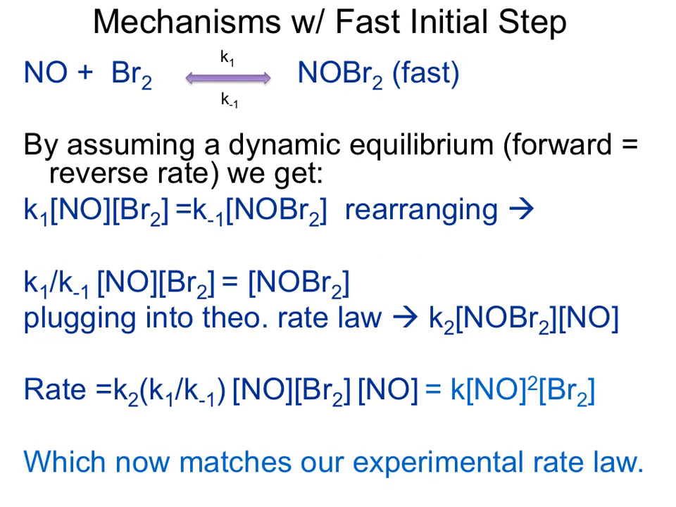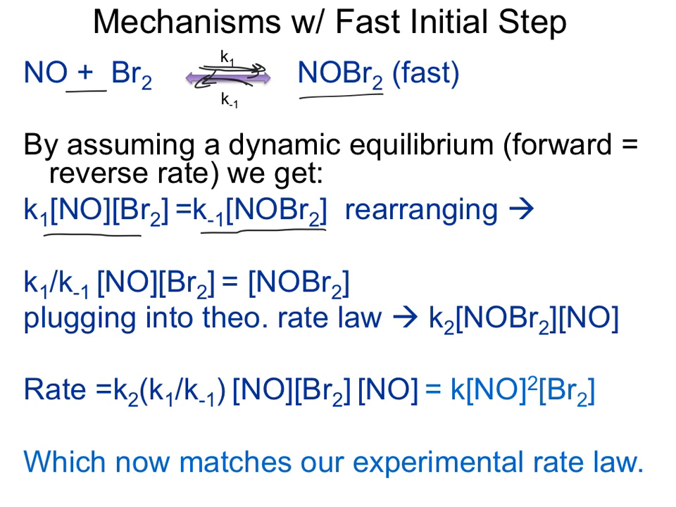So what we assume is that basically we end up with a dynamic equilibrium between the forward and reverse reactions in the fast step. Okay, and basically what we end up getting is a relationship between our NOBr2, which is our intermediate, and our reactants. Okay, so basically the rate of this forward reaction is written here, and the rate of the reverse reaction, the NOBr2 going back to NO and Br2, excuse me, is seen here.